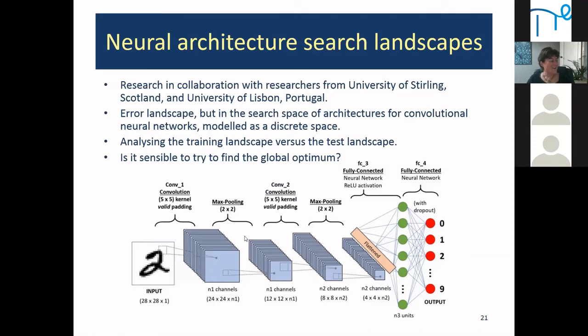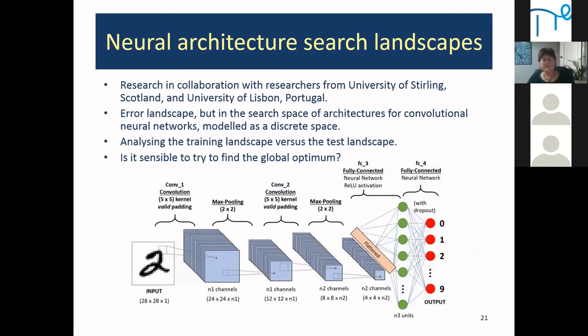The problem with convolutional neural networks is that it's not trivial to know how to set them up. How many filters do you have in the first convolutional layer? How many convolutional layers do you have? What activation function do you use in this layer? What activation function do you use at the end? Do you use dropout or not? There are lots of questions relating to the architecture of the neural network.